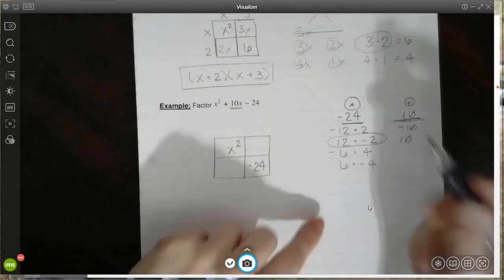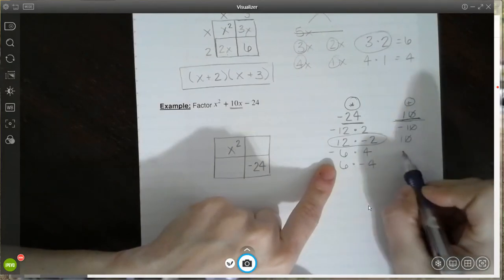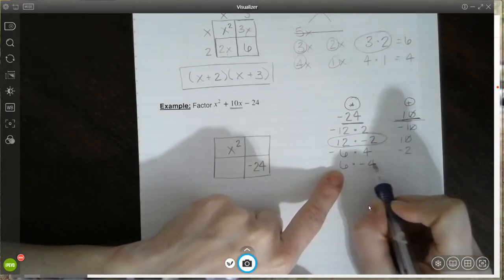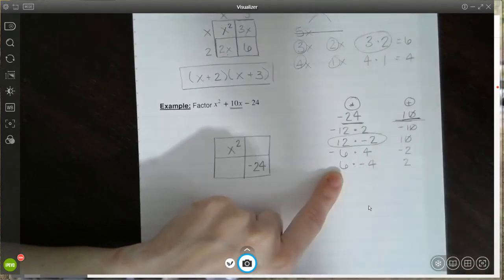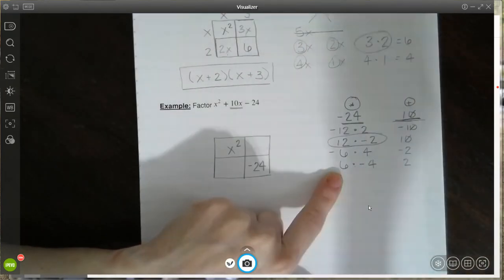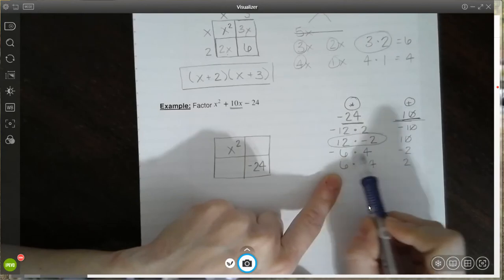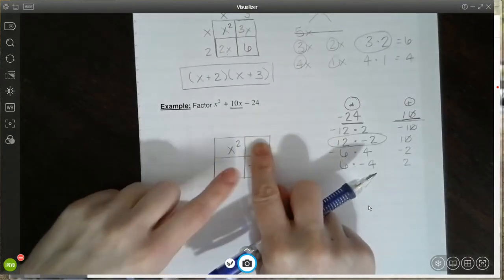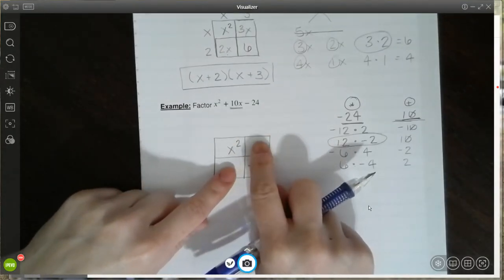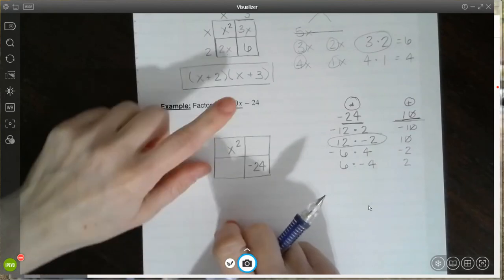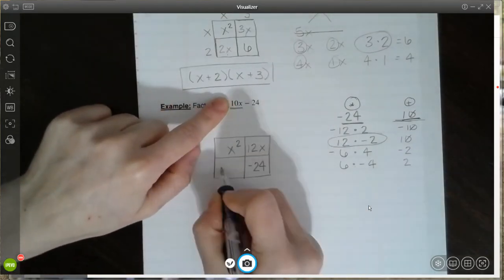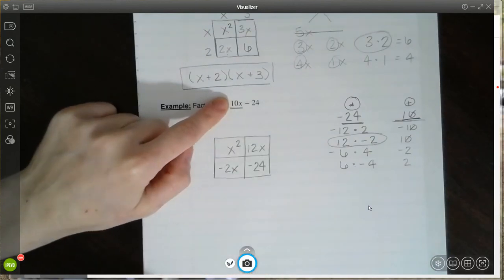Now I'm going to continue. Negative 6 times positive 4 would give me negative 24, and 6 plus negative 4 would give me positive 2. So that again is just showing you that even though these two things multiply to make negative 24, if I used negative 6x and positive 4x in these corner boxes, it would give me 2x, which is not what I need. So I'm going to put 12x and negative 2x here.